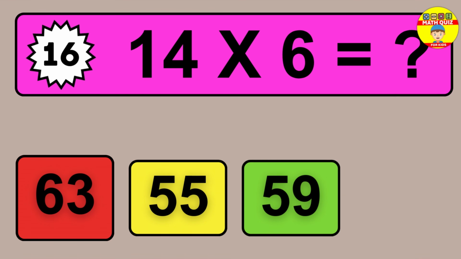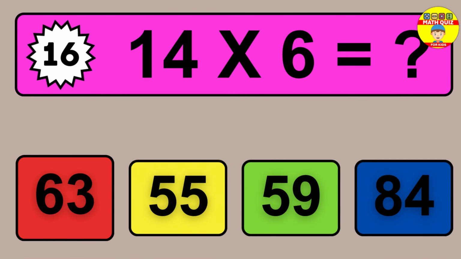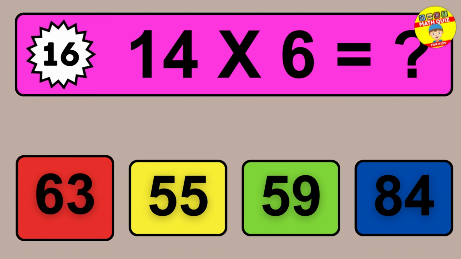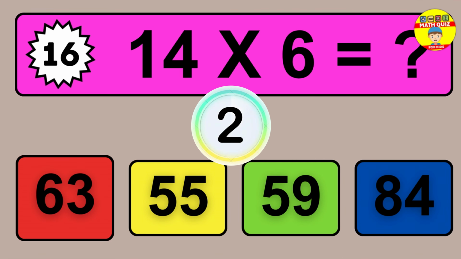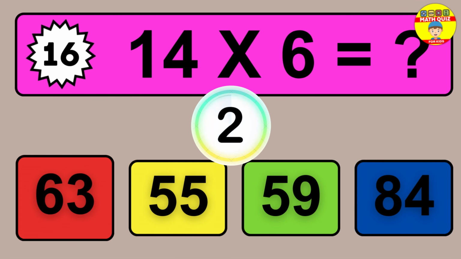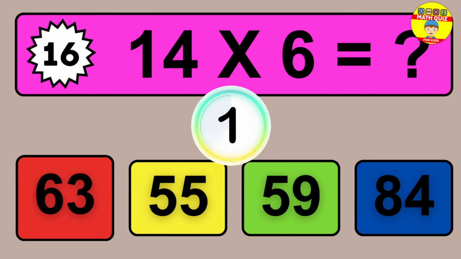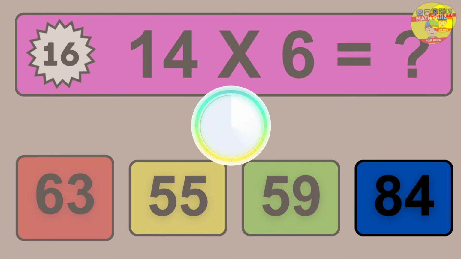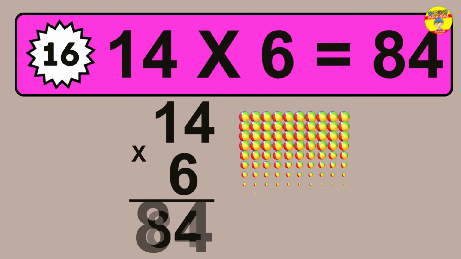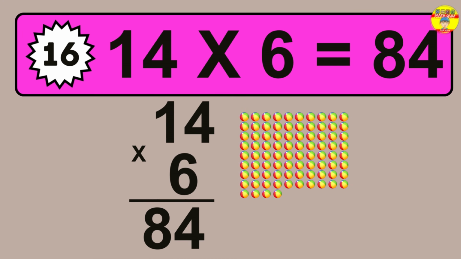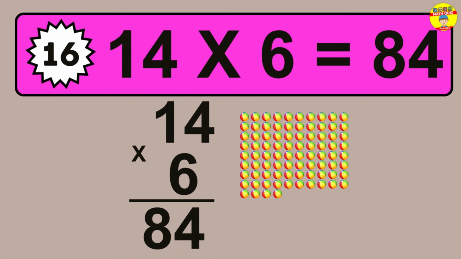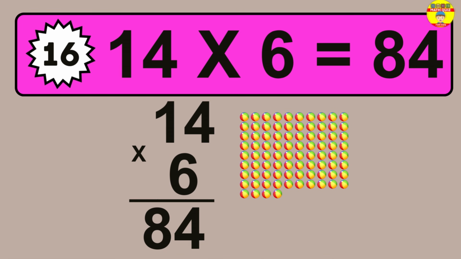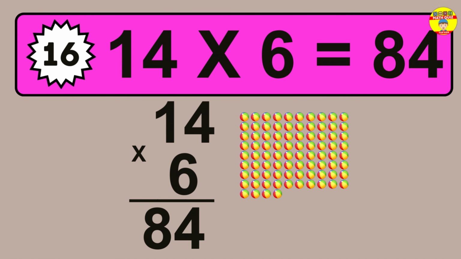Question 16. 14 times 6 equals what? So the answer is 14 times 6 is 84. To calculate, we have 14 groups with 6 balls each one. So how many balls do we have? 84 balls.